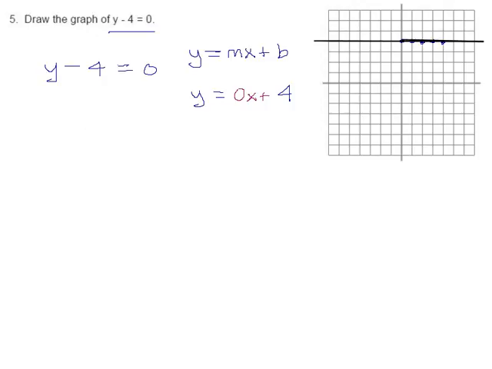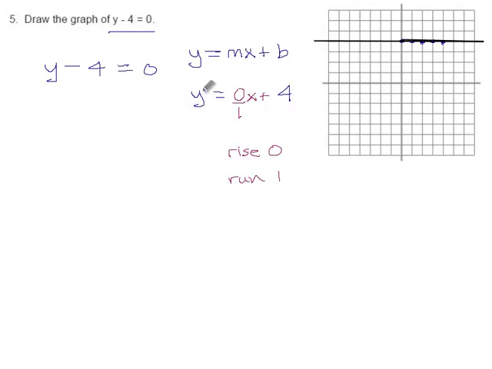If it's 0x plus 4, and if we think of the slope as being 0 over 1, then we can say, here's our y-intercept, it's at 4. And now our slope, our rise over run, is 0 over 1, meaning a rise of 0 and a run of 1. So if we follow that, this means our line doesn't go up or down at all, it simply goes 1 unit to the right over and over. So starting from here, 1 unit right, 1 unit right, 1 unit right, and so on forever.